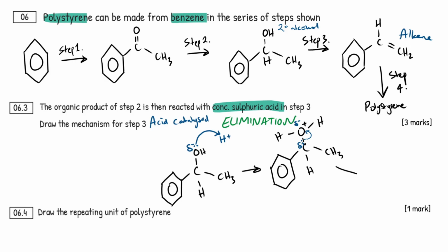So what happens next then is, I'm going to draw this out again, right? So we're going to have our phenol, we're going to have our carbon, we're going to have our CH3, we're going to have our H.